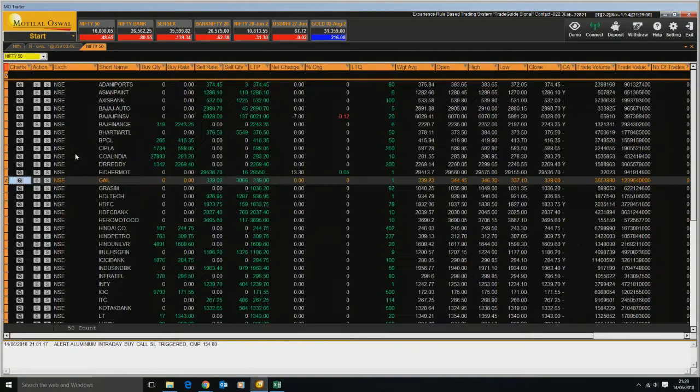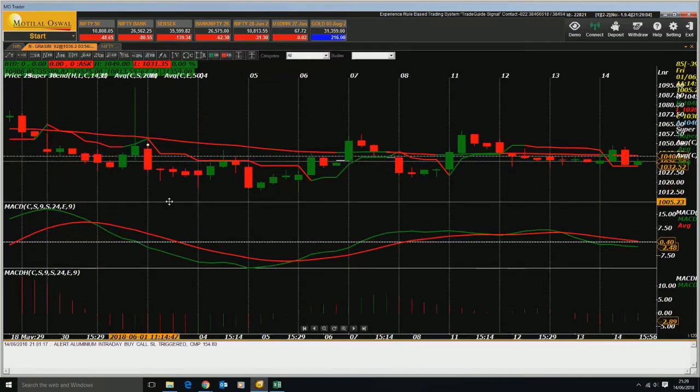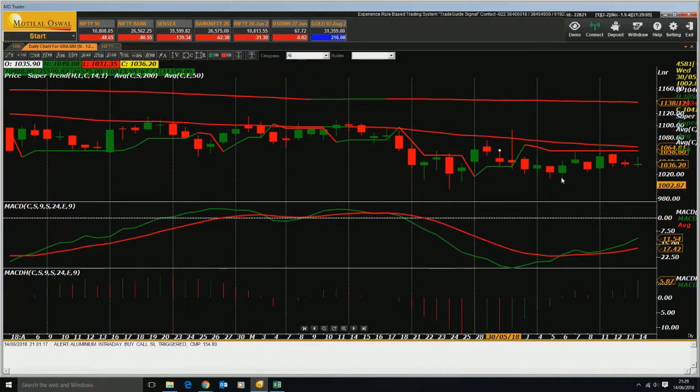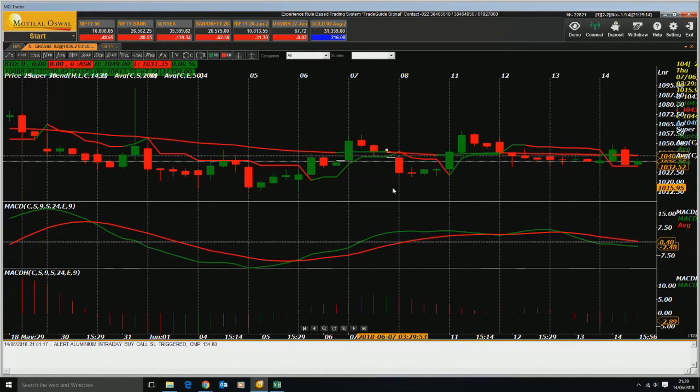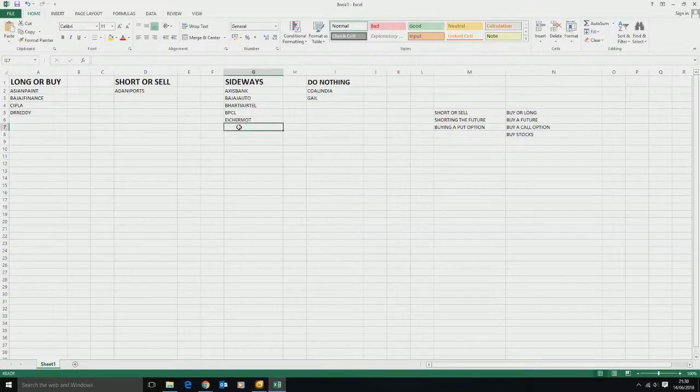Then comes Grasim. If I see Grasim on the daily charts, it's more or less very much sideways, right? And if I go to my 120 minutes, it's still very much sideways. So I don't have any particular confirmed entry either for long or short. So I put Grasim on sideways or do nothing. So I just put this Grasim.